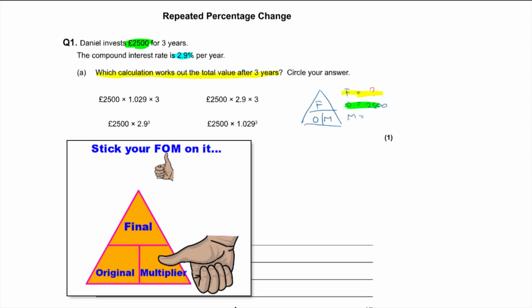Okay, so if it's increased by 2.9% a year, then the multiplier is going to be, well, if you've got 100% and you add on 2.9%, then what have you got? You've got 102.9%, which as a multiplier is 1.029. Okay, and so if we're looking for the final, we're going to put our thumb on the one we want to find, which is the final, and that tells me what to do with the other two. Final is equal to original multiplied by the multiplier.